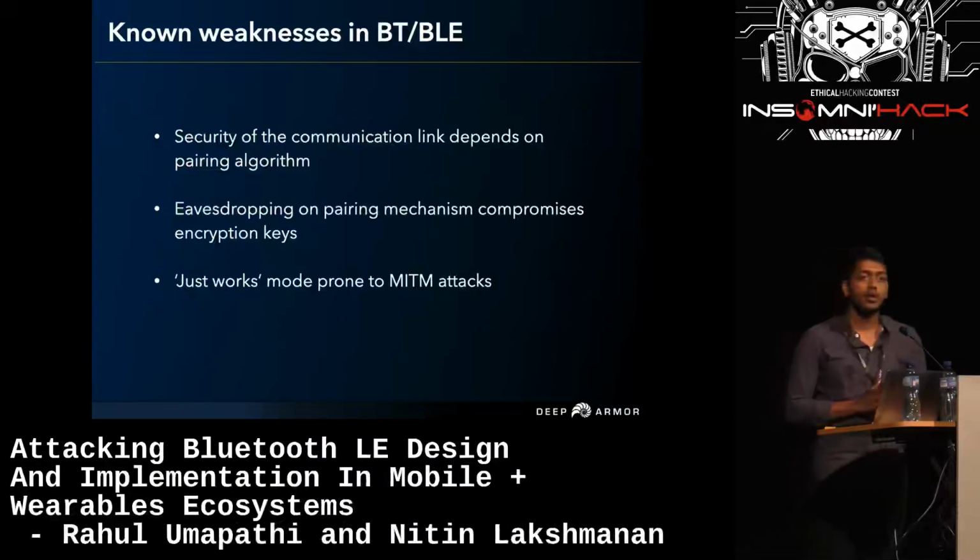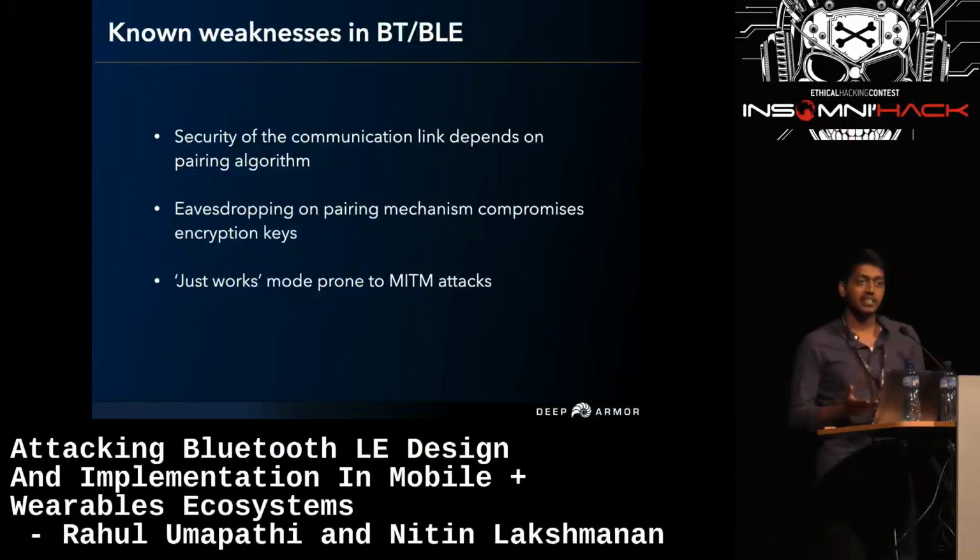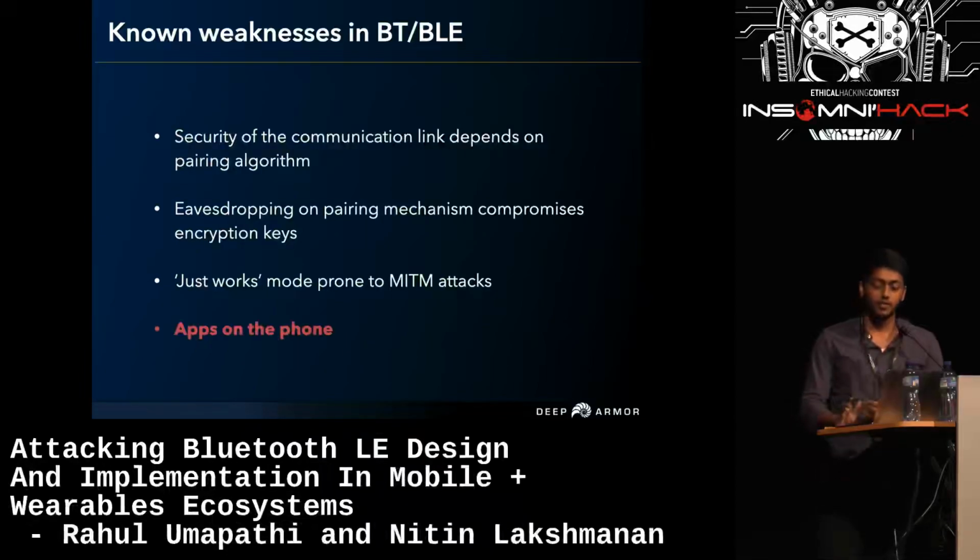There are some known weaknesses in Bluetooth and Bluetooth Low Energy. For example, the stronger the pairing algorithm, the stronger the communication is, so that always depends on the algorithm used. And there is key exchange, which is always vulnerable to eavesdropping. And there is the just works method, which has by default 6 zeros. It is always prone to MITM, that is, man-in-the-middle attack. And also we bring in the fourth one, that is the apps on the phones. We'll be discussing this particular weakness in the further part of the slides.